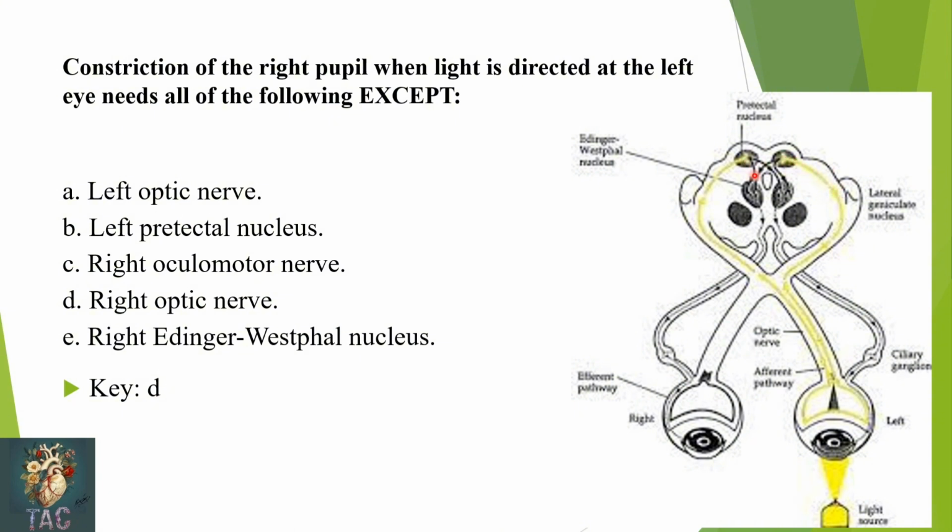Then from the pretectal nucleus, these sensations enter both sides of the Edinger-Westphal nucleus, and through the Edinger-Westphal nucleus they are carried through the oculomotor nerve. So in case of the right pupil, the consensual light reflex is not carried through the right optic nerve. So this is the correct option. All others are required for the consensual light reflex.